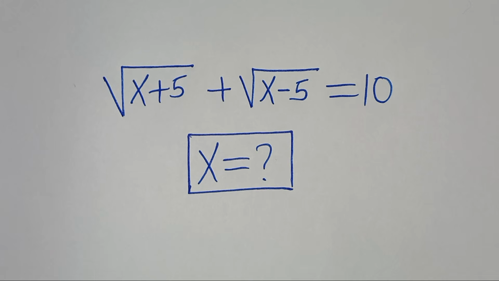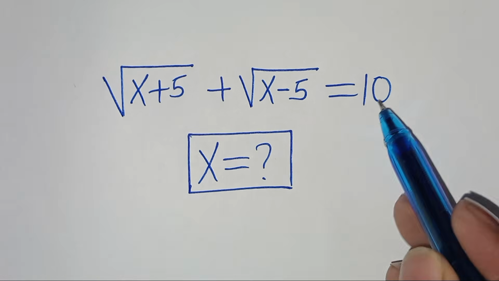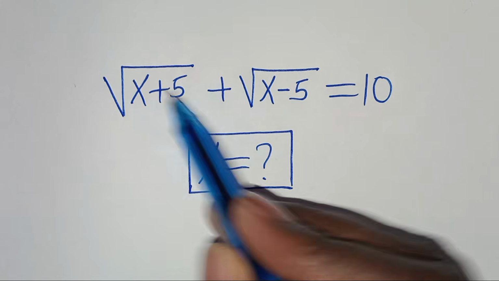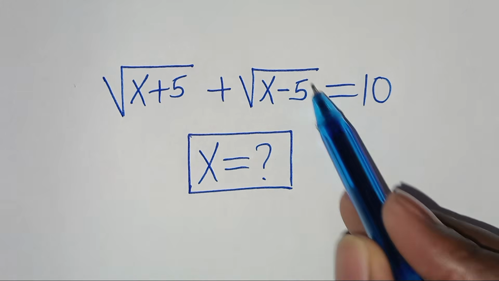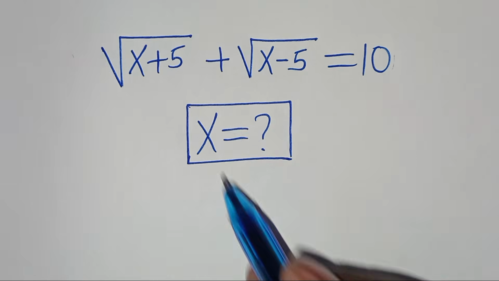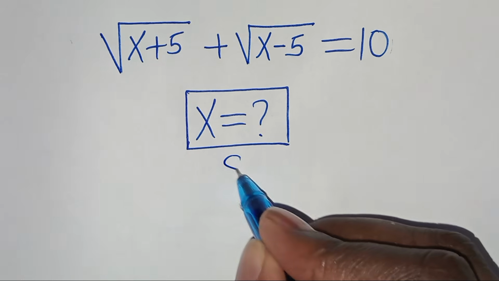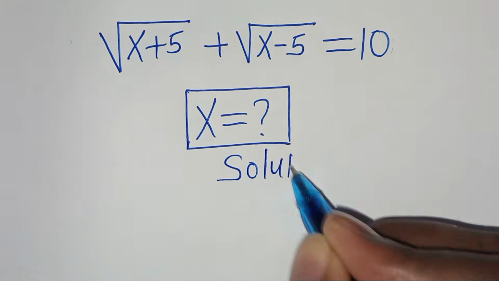Hello everyone, you're welcome to this nice square root math problem, which is the square root of x plus 5 plus the square root of x minus 5. This is equal to 10. So what is the value of x? Now let's provide a solution from here.